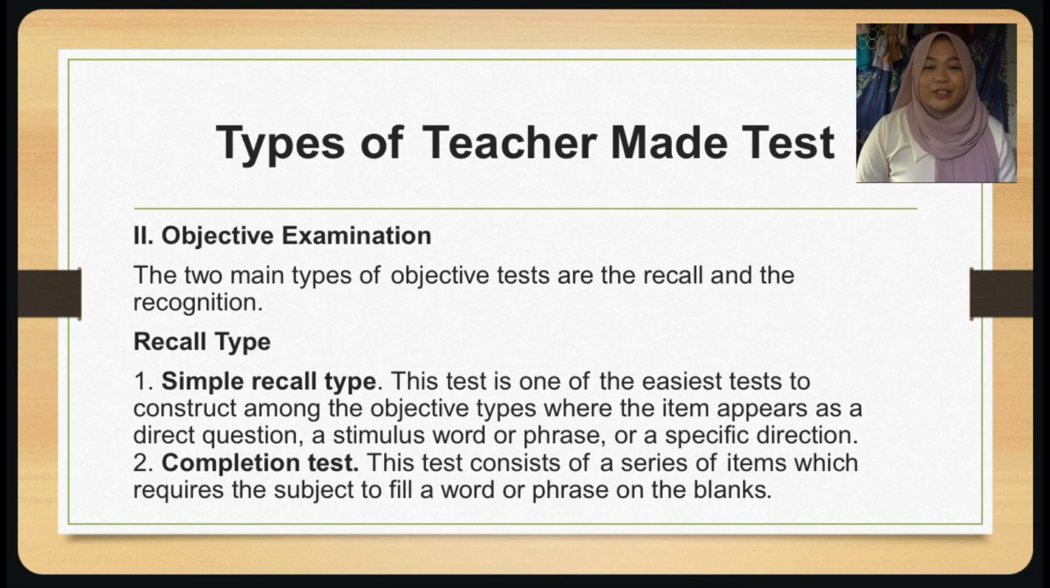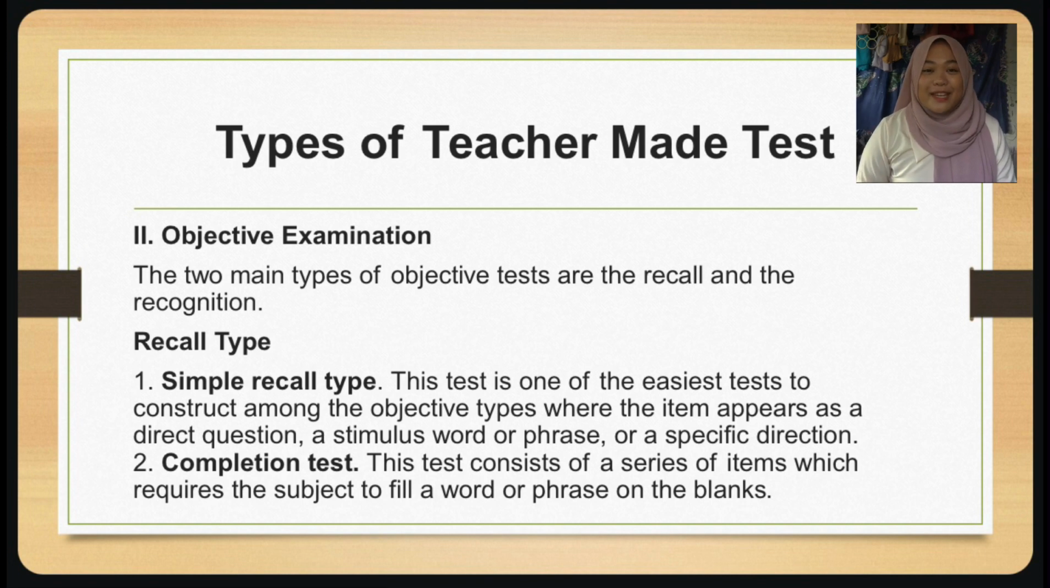So in simple recall, in this subtype, the student is asked to provide a direct and complete answer to a question. For example, a question could be, what is the capital city of France? So the students will think about the question and think that it's Paris, like that.